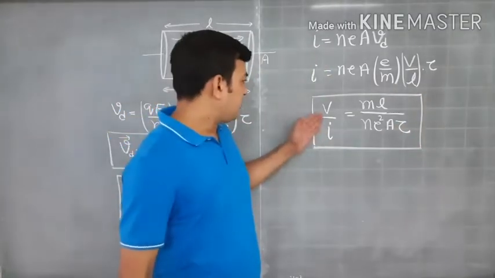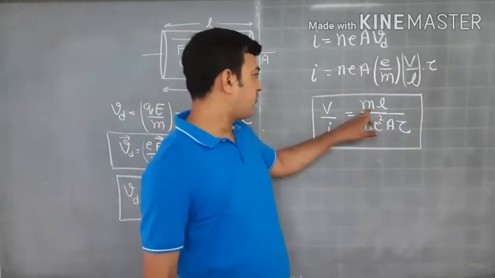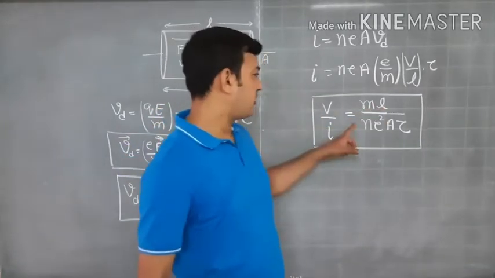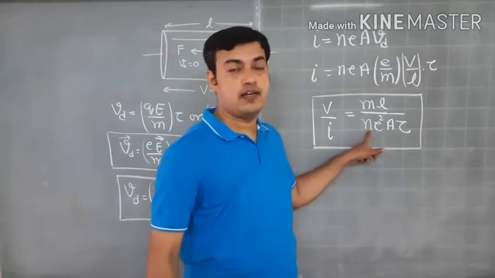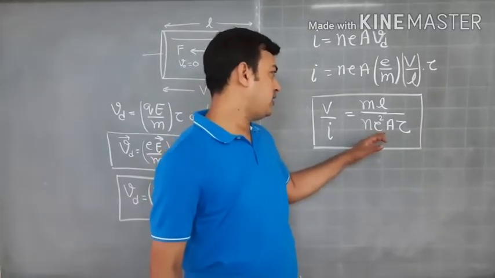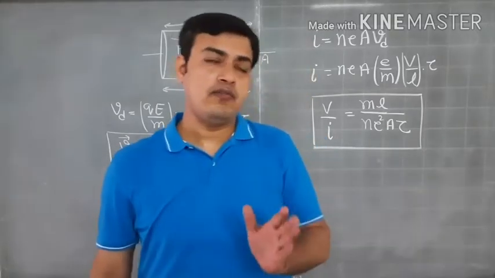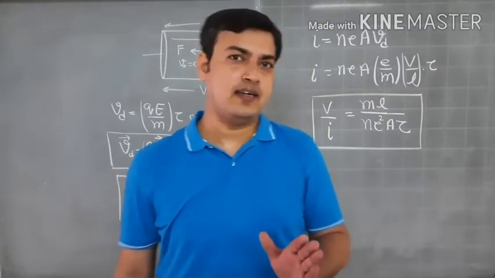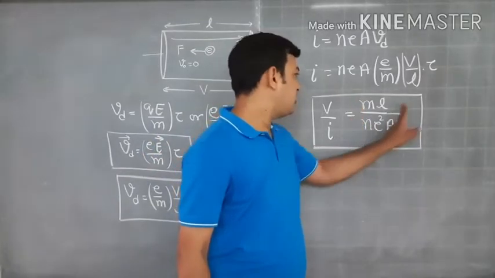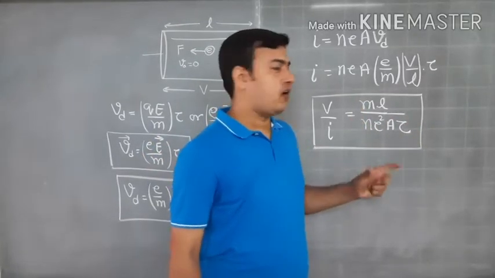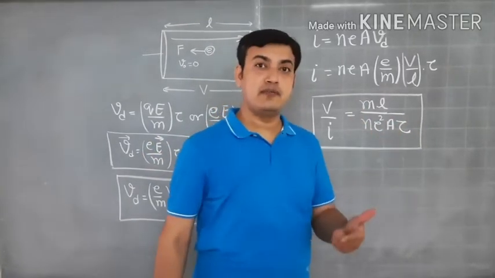Now there is an important thing to note: m is the mass of electron, L is the length of conductor, n is number of electrons per unit volume, e is charge, A is cross section area, and tau is the relaxation time. Now if I keep my temperature constant, then nothing will change here, or you can say that all parameters will remain constant.